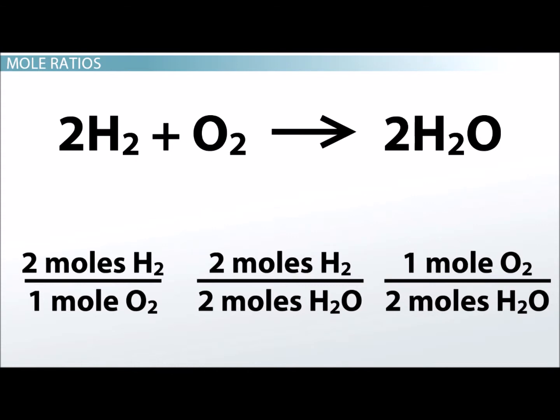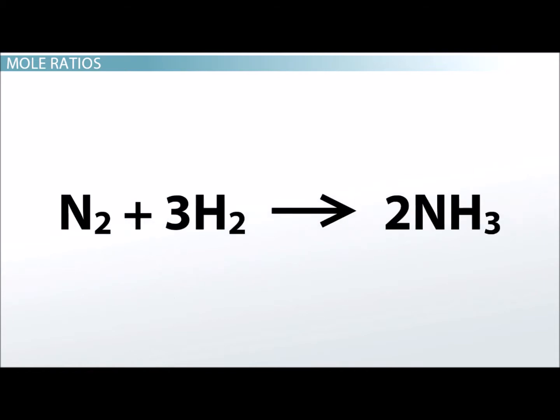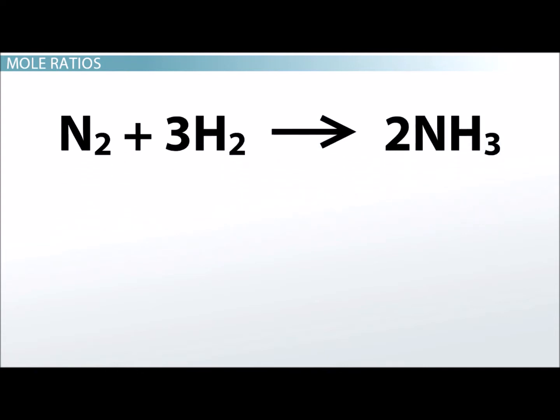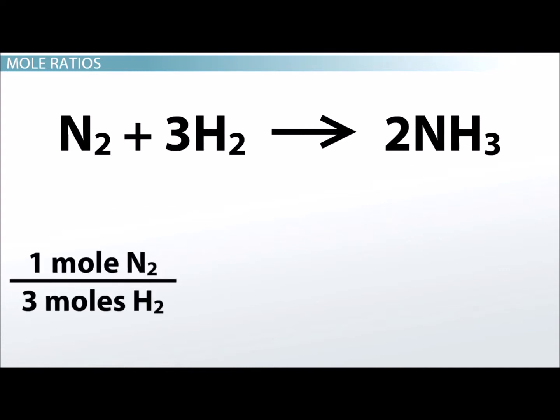Mole ratios are the central step in performing stoichiometry because they allow us to convert moles of one substance to moles of another substance. Another balanced equation is the making of ammonia. N2 plus 3H2 reacts to form 2NH3. Pause the video right now and see if you can identify 3 mole ratios in this equation. Remember, look at the coefficients in the balanced equation.